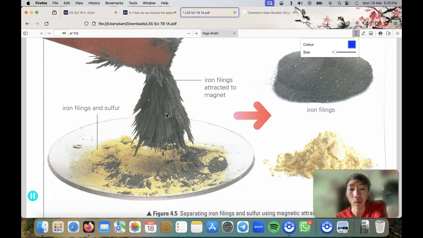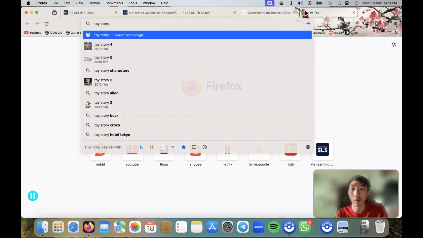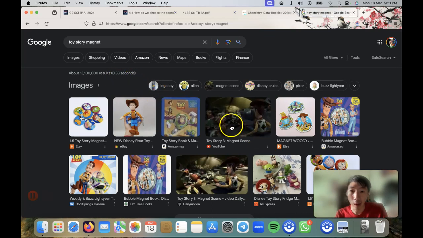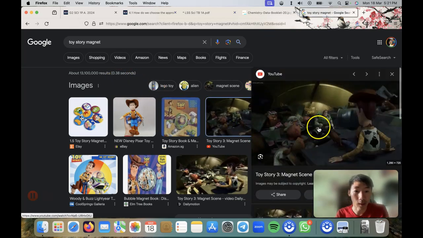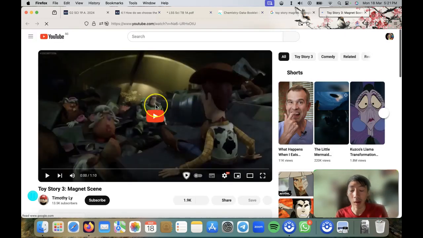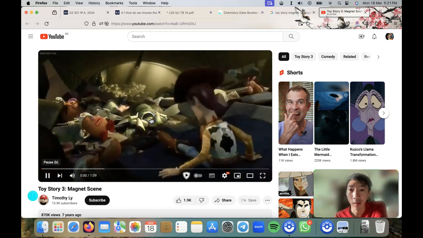I don't know if you all watched Toy Story. I think there's this part with a magnet, where they are on a conveyor belt, and the toys were about to be crushed. I'll just show you this scene.